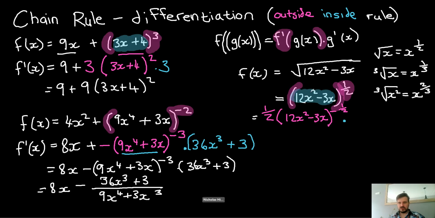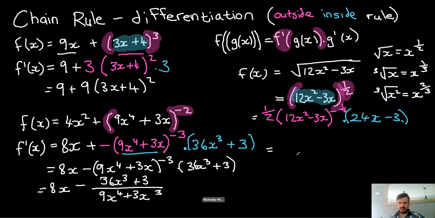So 2 times 12 is 24. x, 2 minus 1 is 1, so it's just x. And then minus 3, right? Because if we have an x by itself, no exponent, the derivative is always just what's sitting in front of that. So we've done it. Now we tidy it up a little bit.